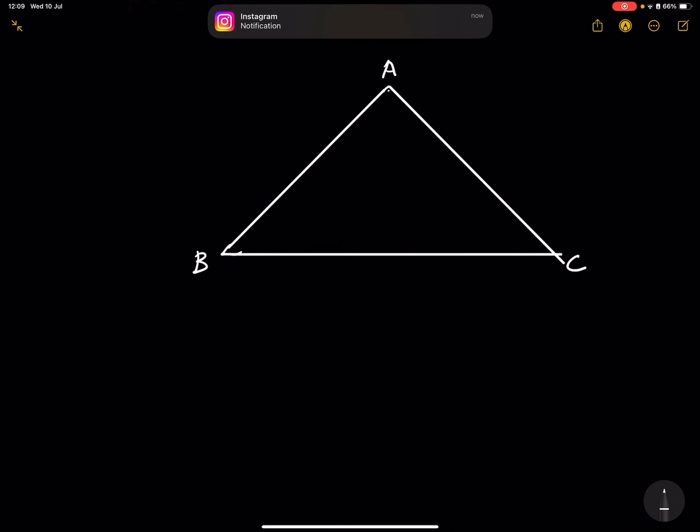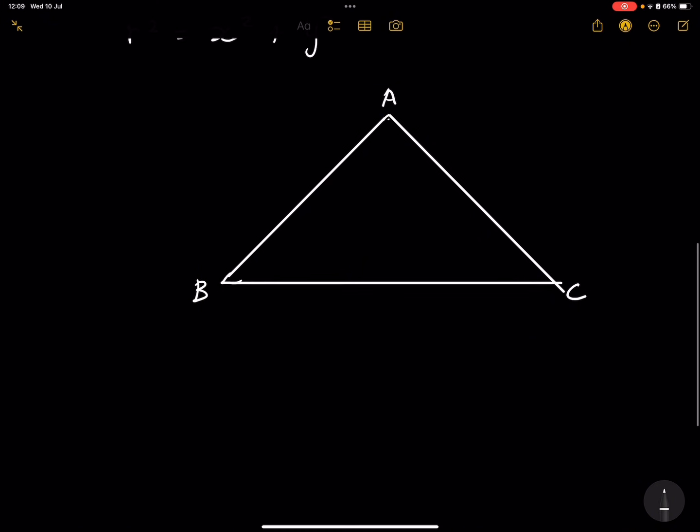So meaning that we cannot use our trig ratios. So what are we going to use in this case? Well, we say that we're going to use our cosine rule, our sine rule, as well as our area rule.